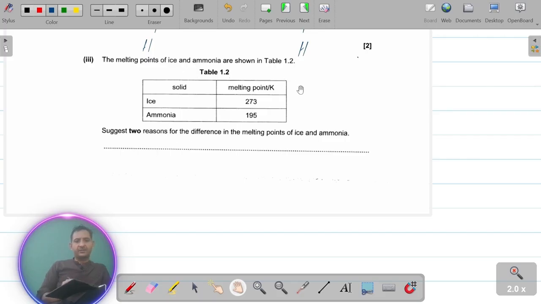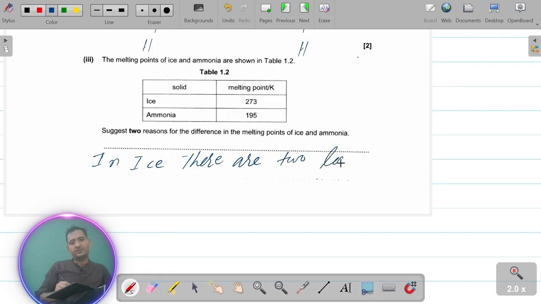The melting points of ice and ammonia are shown. Ice 273, ammonia 195. Suggest two reasons for the difference in the melting points of ice and ammonia. In the case of ice, which is water, we have two lone pairs of electrons.